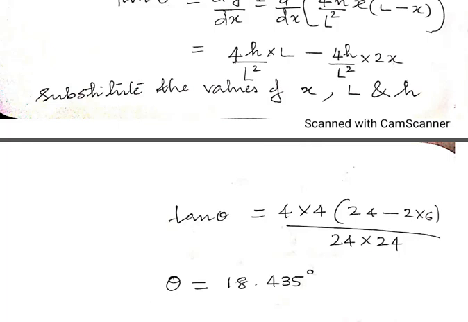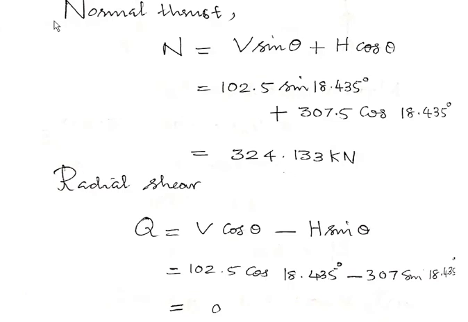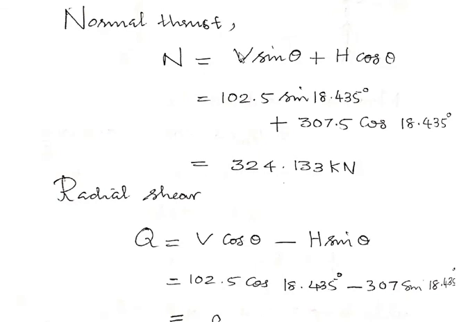Once we calculate the value of theta, we can go for the calculation of normal thrust and radial shear. The equations are the same. N is equal to V sin theta plus H cos theta, and Q is equal to V cos theta minus H sin theta. But before that we require the value of V here. We have already calculated the value of theta. We know the value of H also, but we have to find out the vertical shear at D, the value of V.